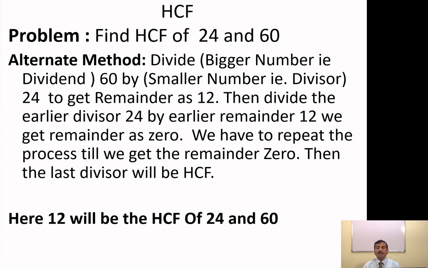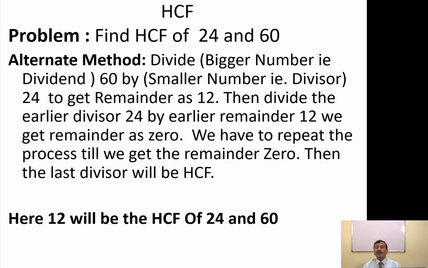We'll see an alternate method for getting HCF. Find the HCF of 24 and 60. Here we divide the bigger number by the smaller number. So the bigger number will be the dividend, which is 60. The smaller number will be the divisor, which is 24. If we divide 60 by 24, 24 into 2 is 48 and the remainder is 12. So we get quotient as 2, remainder as 12.